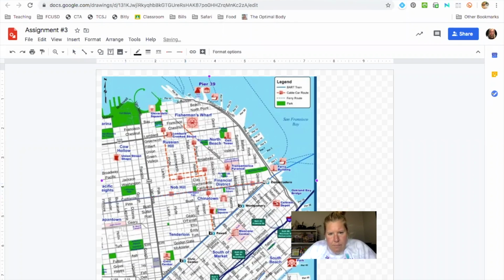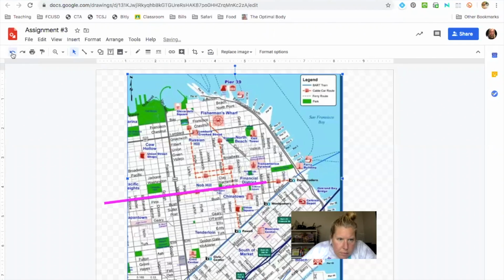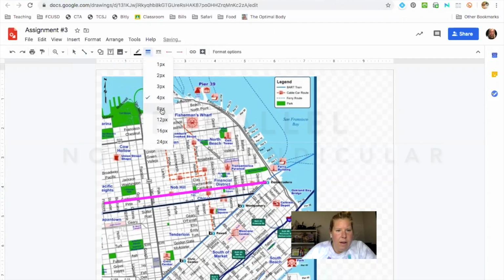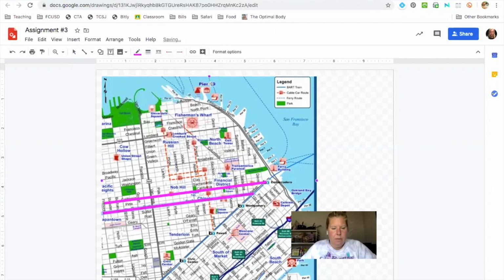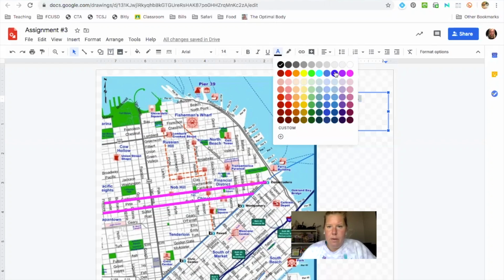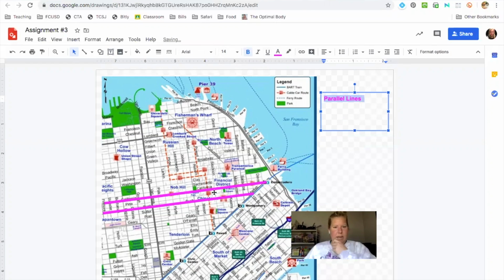So I've created a line. I'm going to make it a bit bigger and a prettier color. So that street right there is one line, and Bush Street happens to be perpendicular to that. I'm making it 8 so I can really see it. And then I'm going to label my pink street, parallel lines. My parallel lines are going to be pink, the same as my lines on my map.